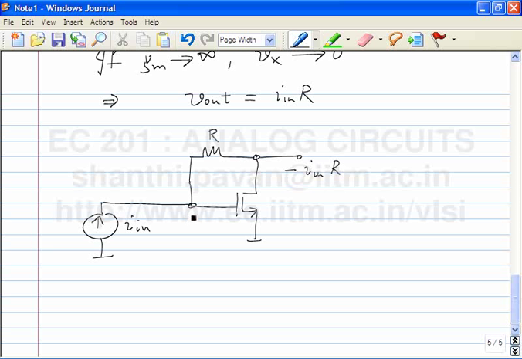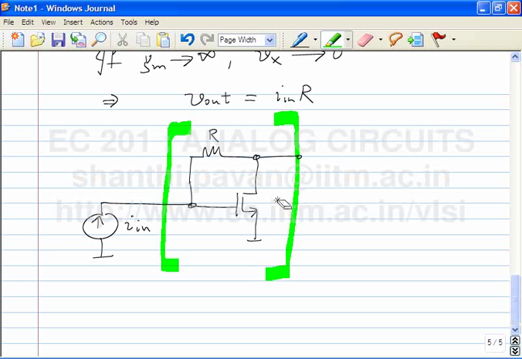Alright, and what about the incremental voltage at this node? Can you make any comment about the potential at this node? It is still 0. Okay? Does it make sense? Fine. We have made a current controlled voltage source. So, the next job is to do what?